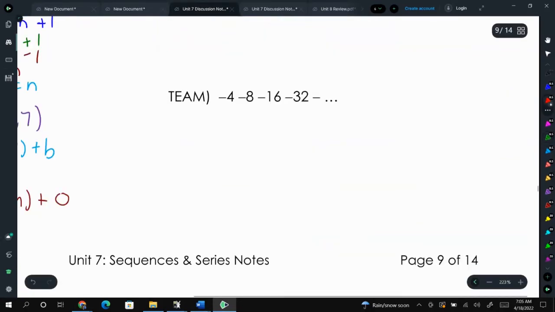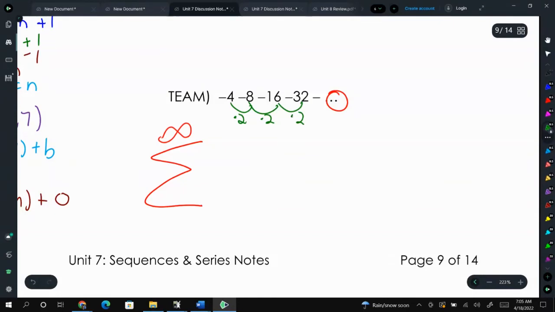All right, now with this one, these three dots mean again it's going to be infinite. So if you want to, you can just put the infinity symbol on top. And as we're going through this, you'll notice that we're multiplying by 2 each time. So this is going to be geometric. Well, since it's geometric, we know that formula, a sub n is equal to a1, the first term, times r to the n minus 1 power.